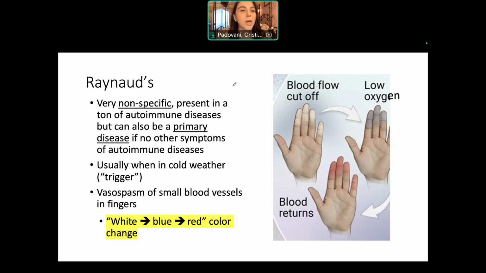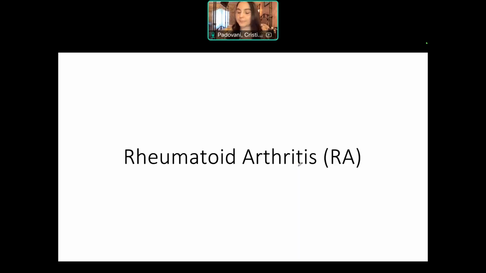Raynaud's. Okay, I do talk about Raynaud's. So Raynaud's, again, very non-specific. It's tons of autoimmune diseases. It can be primary. Like you can actually answer the question and be like, no, this is primary Raynaud's if there's no other symptoms of autoimmune diseases. Usually this gets triggered in the cold weather. So you'll see that in a vignette. And it is a type of vasospasm. But again, it's kind of like a vasospasm triggered by cold weather, but there is this autoimmune component. But what you're going to look for, and this is kind of what I was alluding to earlier, is that specific color change, which they will mention in a vignette. So it'll go from white to blue to red, and then back to normal. That is Raynaud's. Okay.